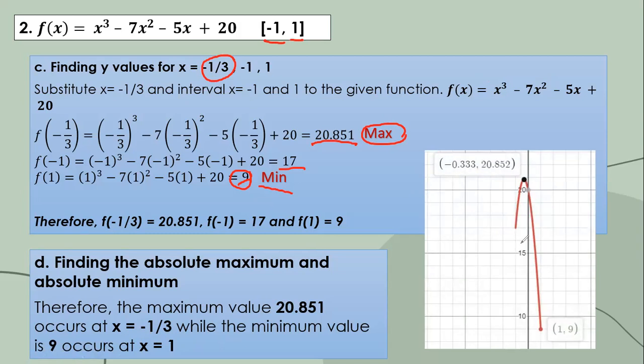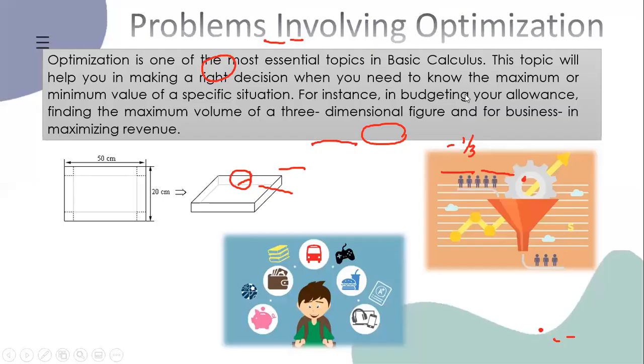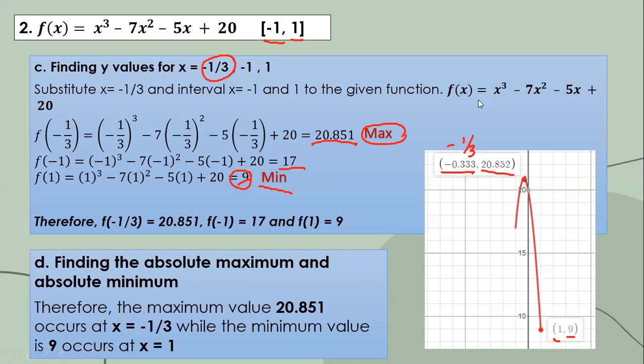Okay, kung mapapansin natin, again, nag-occur yung maximum or pinakamataas na point niya dito. That value is negative 1/3, tapos 20.852 based sa ating na-compute. And then the minimum or pinakamababang point is occur at x equal to 1, and then the y value is 9. Okay, so that's it for finding the maximum and minimum through the extreme value theorem. All right.